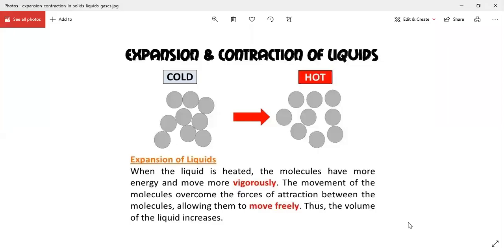Now over here, again, they are showing us the expansion and contraction of liquid: when the liquid is heated, the molecules have more energy and move more vigorously. The movement of the molecules overcomes the forces. Here also we are saying the same thing, but over here I would like you all to focus on the diagrams shown. When liquid is cooled, it is basically a solid, not a liquid. As soon as you heat it up, it becomes hot and then changes its shape into liquid. And you can see here that its molecules have started to expand, and hence it takes more place when a solid changes into liquid, right?